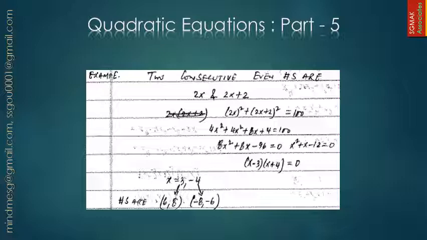If you take x value 3, then the numbers are 6 and 8. If you take x as minus 4, the numbers are minus 8 and minus 6. You get two solutions to this problem, because even if you have negative numbers, when you square and add them, you get a positive, just like with positive numbers.